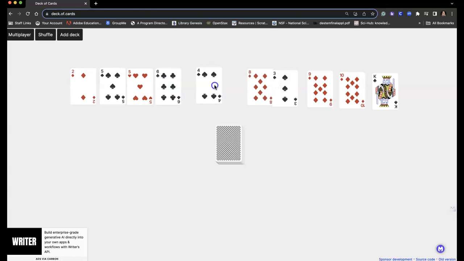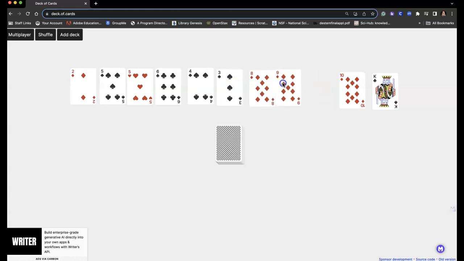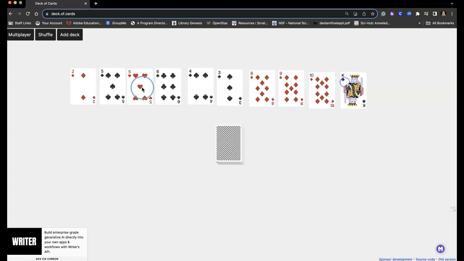8 is bigger than 4, so we'll move that over. 8 is bigger than 3, we'll move that over. 8 is smaller than 9, we'll leave it. 9 is smaller than 10, and 10 is smaller than king. Then we start over. So 2 and 5 are good, 5 and 5 are good, 5 and 6 are good.